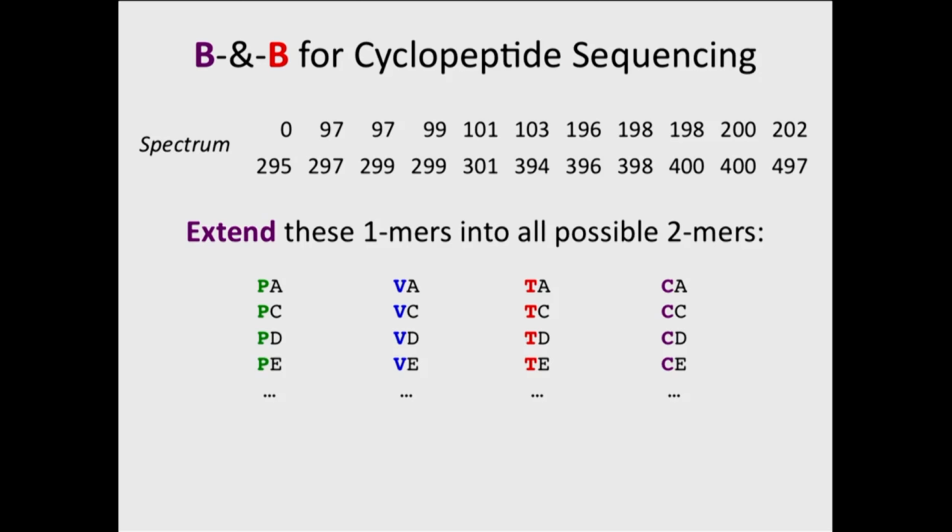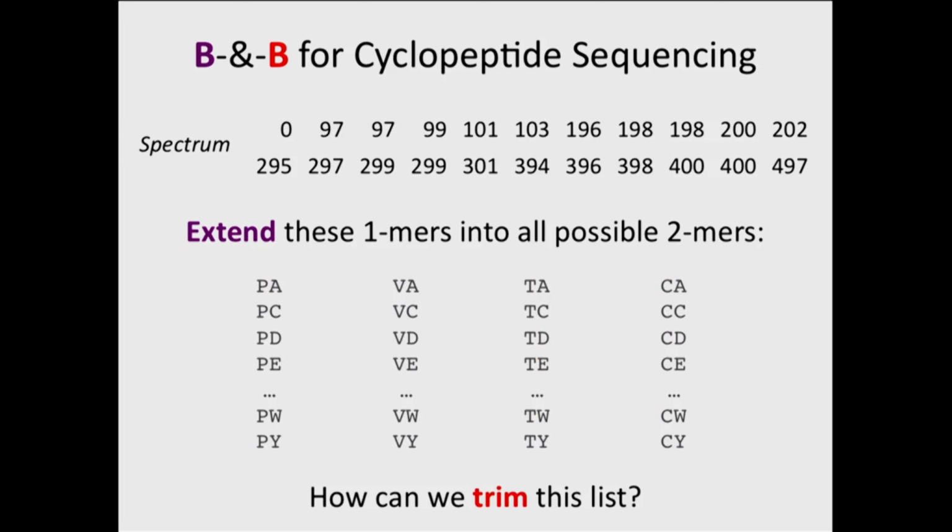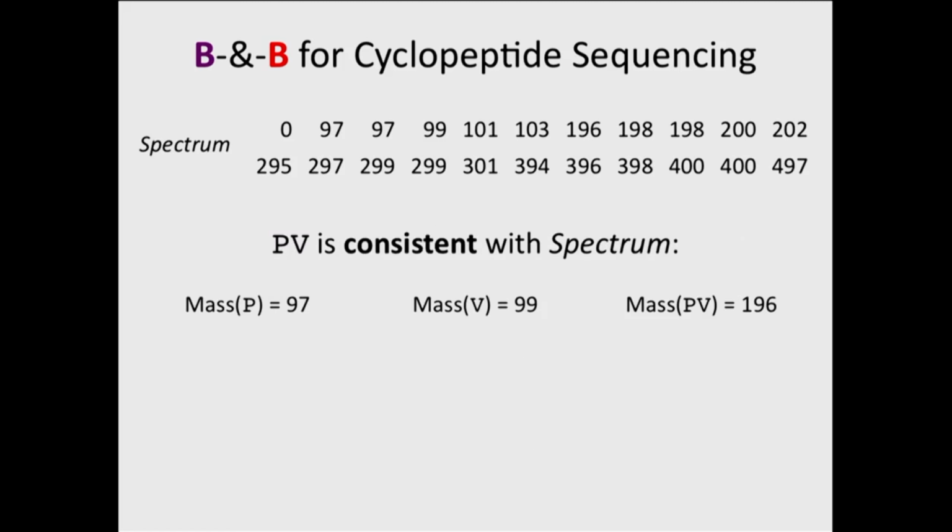All right? So we started with 4, and we're going to now multiply that by 18 because we're adding each possible amino acid onto each of these 4. And we're left with 72. So we want to know how we can trim this list. We've done our branch step, and now we need to do our bound step and bring it back.